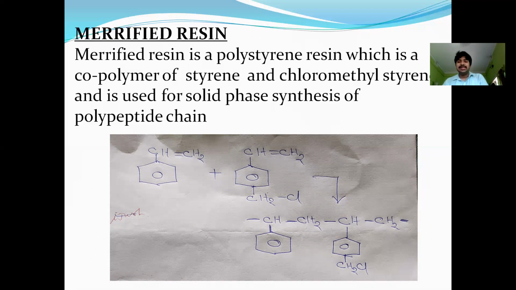Merrifield resin হচ্ছে একটা resin, actually a polymer of styrene and chloromethyl styrene. And what is its use? It is used in the solid phase synthesis of peptide chain.